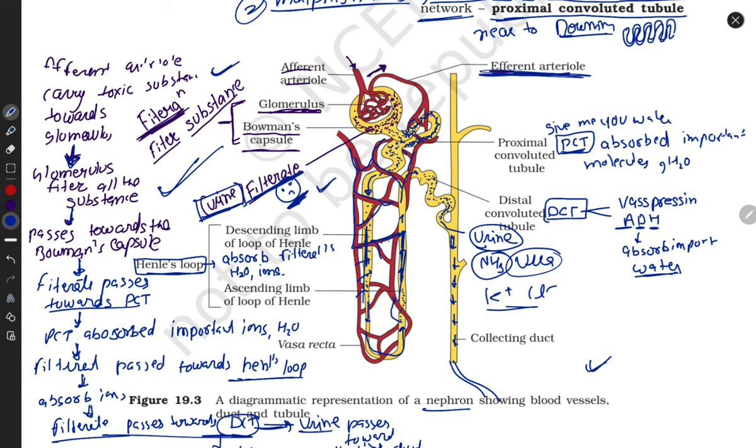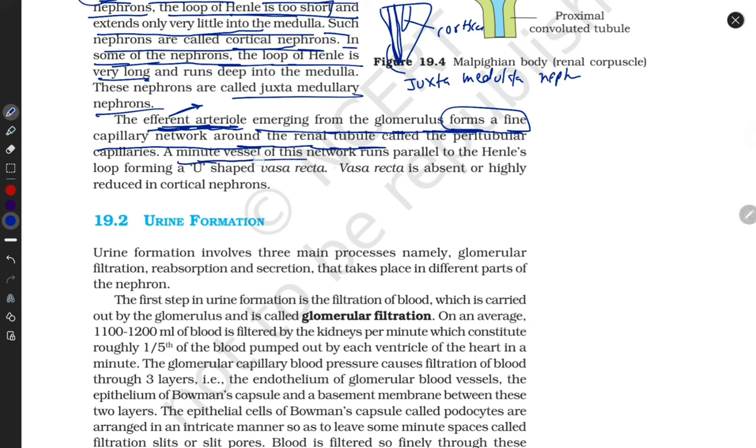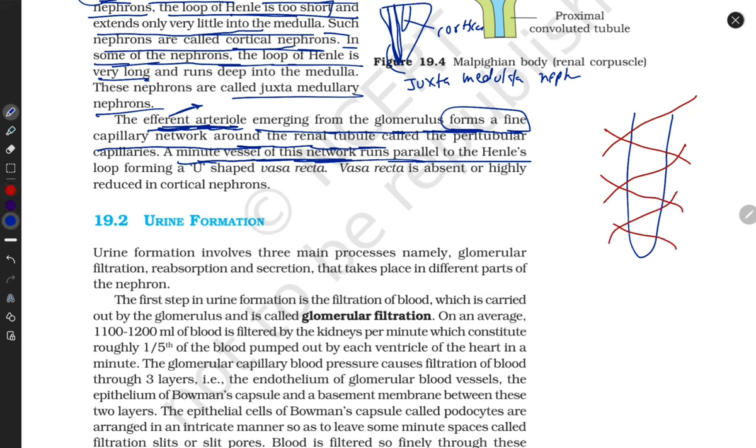Efferent arteriole, what does it do? If something is still toxic after filtration, the efferent arteriole passes it towards the PCT, Henle's loop, DCT. And if something is important like water and ions, it can absorb them. It can take from Henle's loop, from PCT, DCT. So the minute vessels of the network run parallel to Henle's loop. Of course, this is Henle's loop and this is the efferent. Whatever necessary thing Henle's loop has absorbed, it can take. It says to Henle's loop, please give me your water that you absorbed with the filtrate. And what it does, it gives toxic substances so that they can easily be excreted from the body.